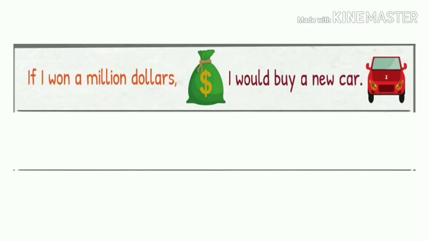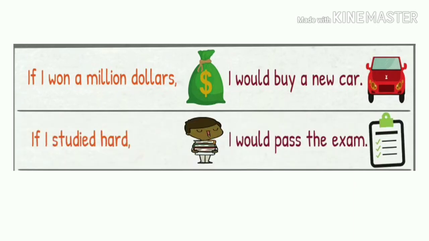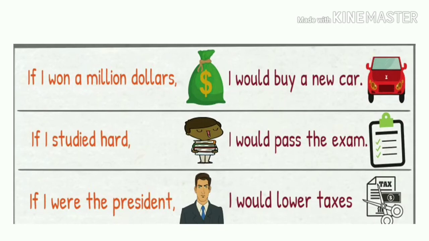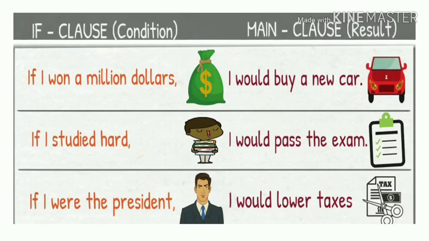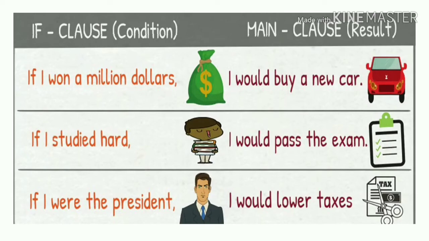Other sentences. If I won $1 million, I would buy a new car. If I studied hard, I would pass the exam. If I were the president, I would lower taxes. So these sentences are composed of the if clause, the condition, plus the main clause, the result. So the condition is if I won $1 million, the result is I would buy a new car.